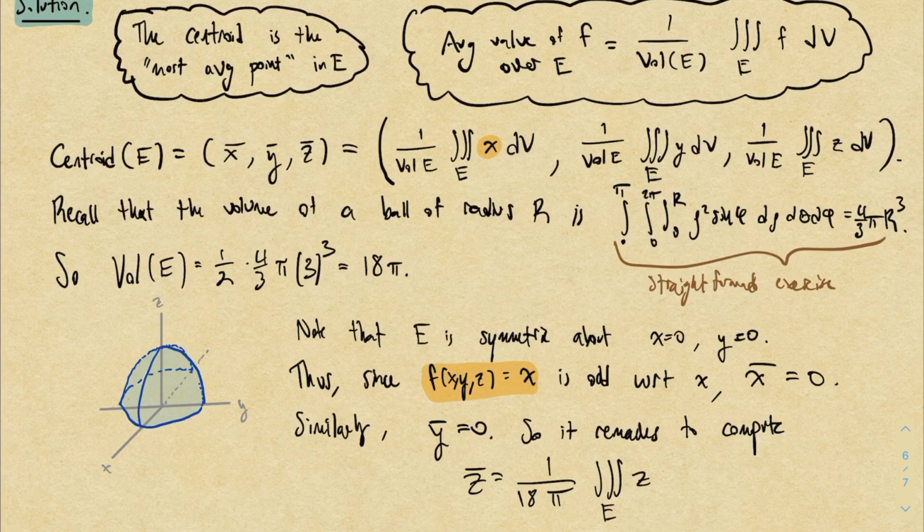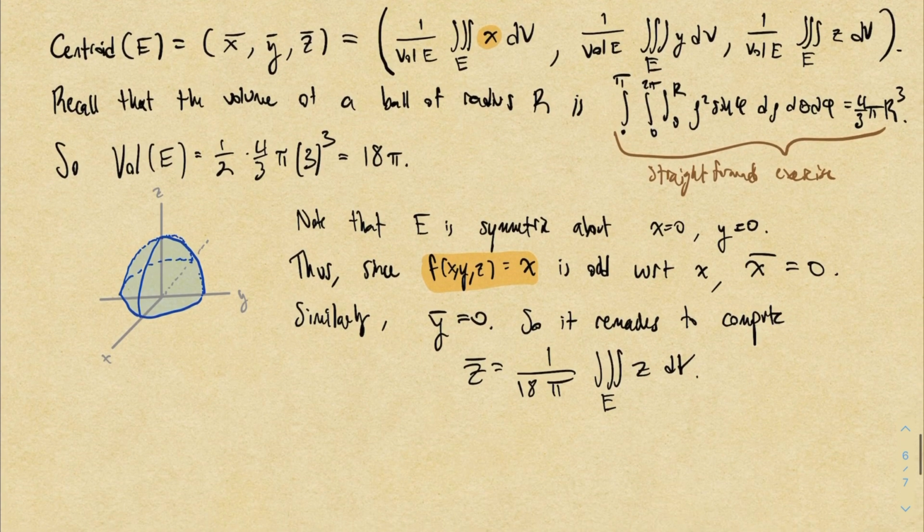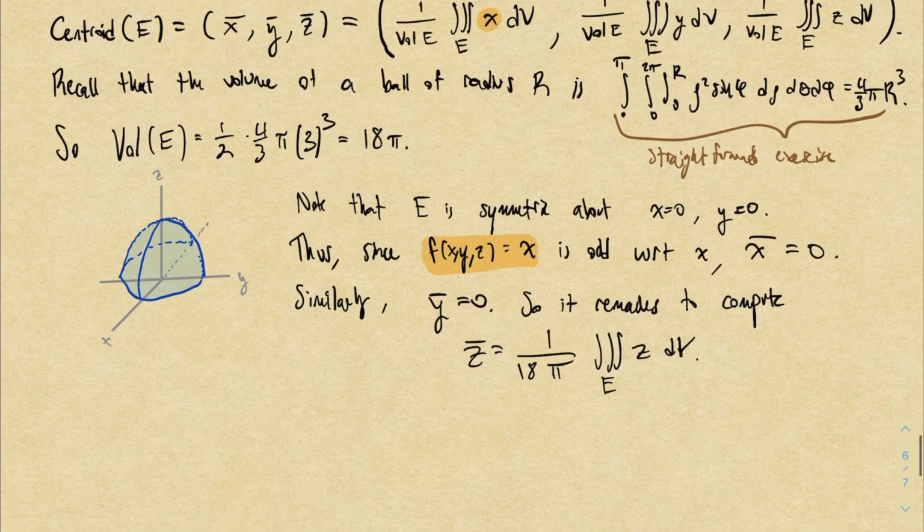Now this time we can't invoke odd symmetry. Z is an odd function with respect to z, but now the region's not symmetric over the plane z equals 0. We only live on one side of that plane, so odd symmetry doesn't tell us anything here. So unfortunately, we actually have to do some computation now, but it shouldn't be too hard.